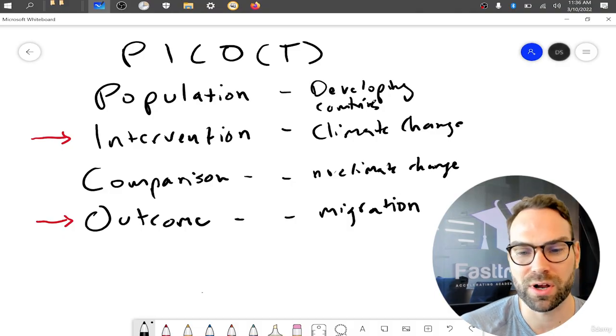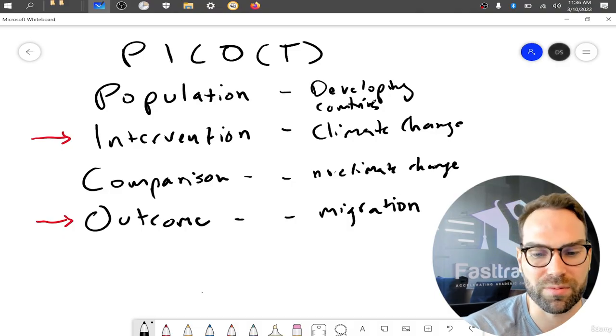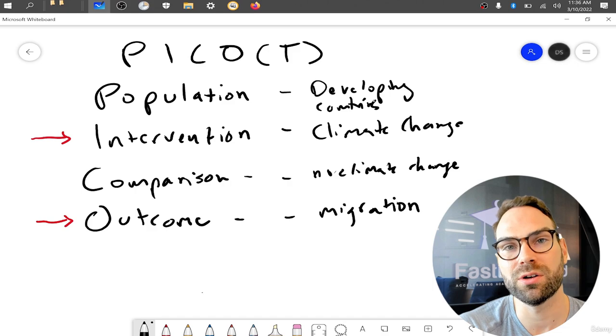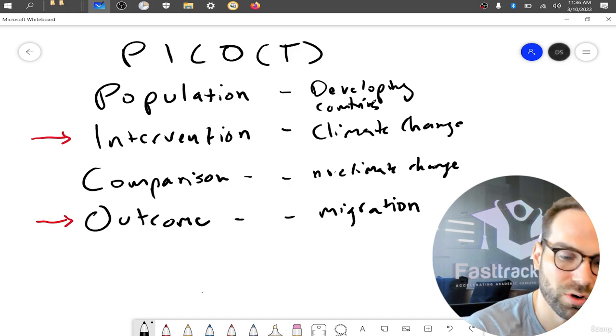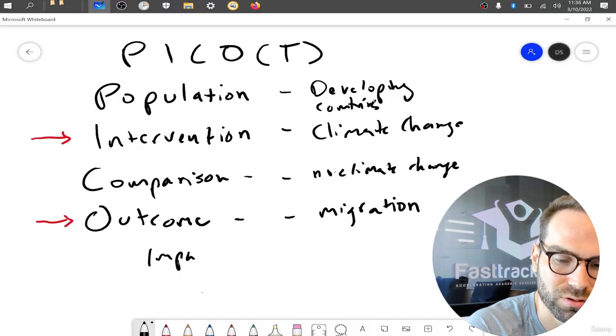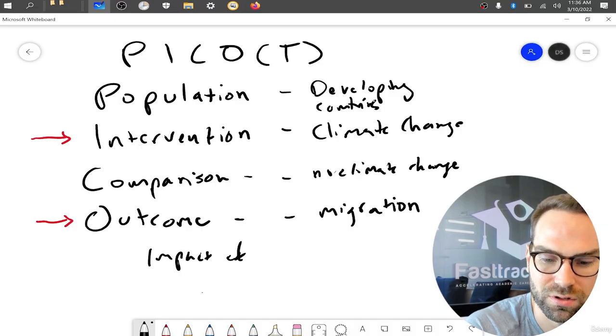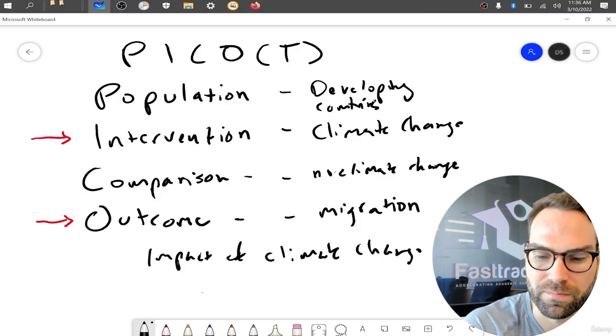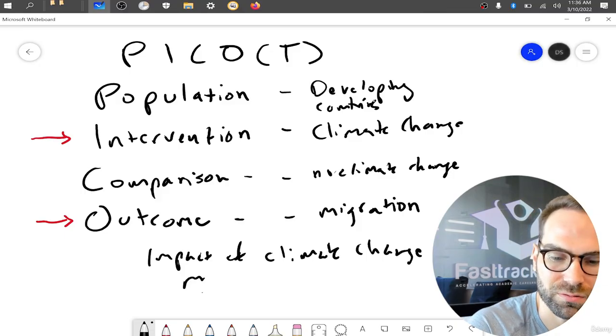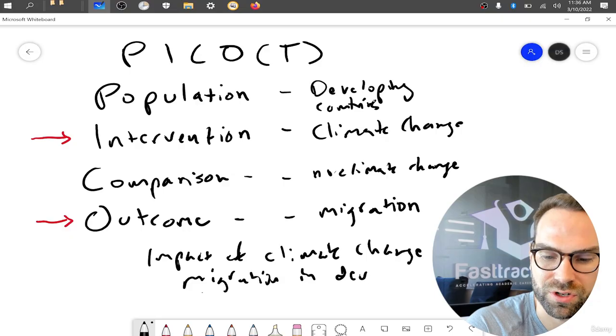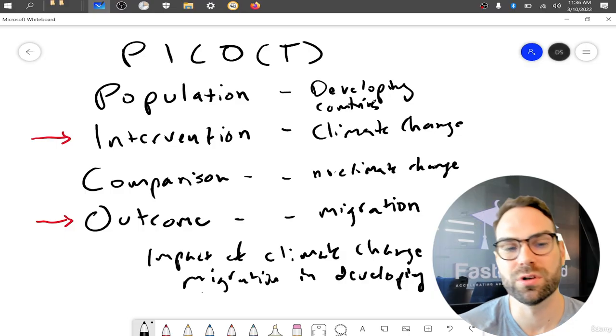Okay, so here we go. We think, again, that climate change could increase migration rates. So we'll look at, say, the impact or effect of climate change on migration in developing countries. That's a neatly defined topic that you can then take forward.